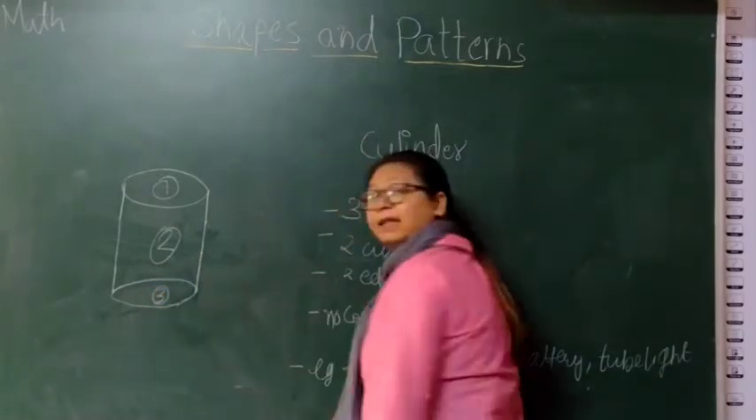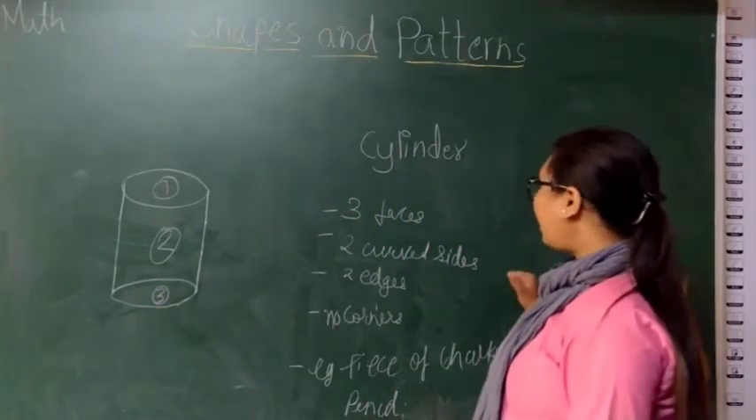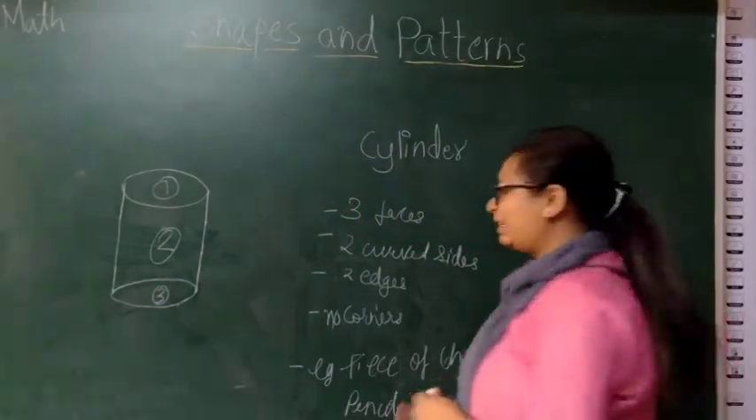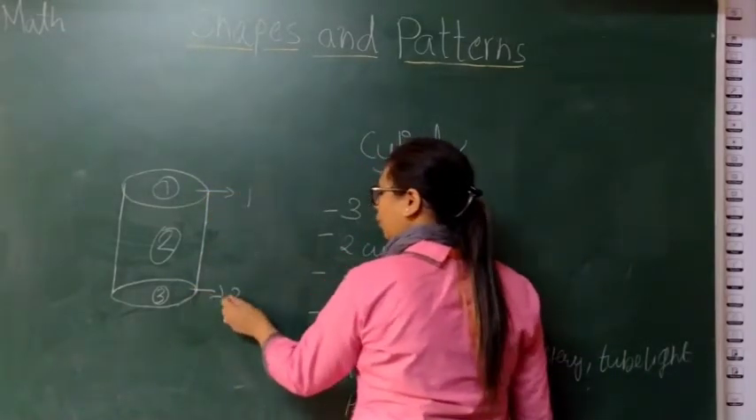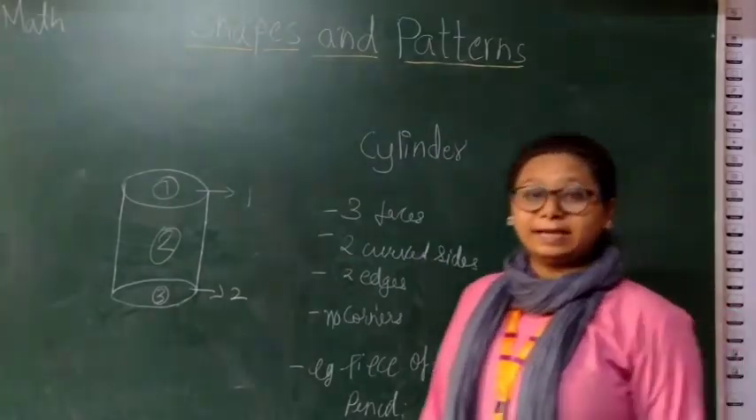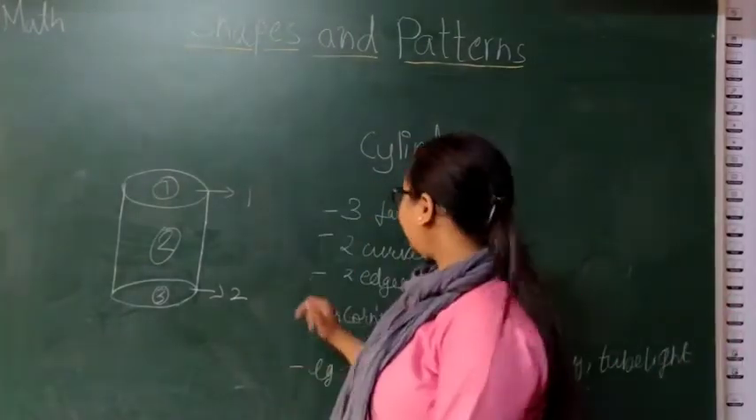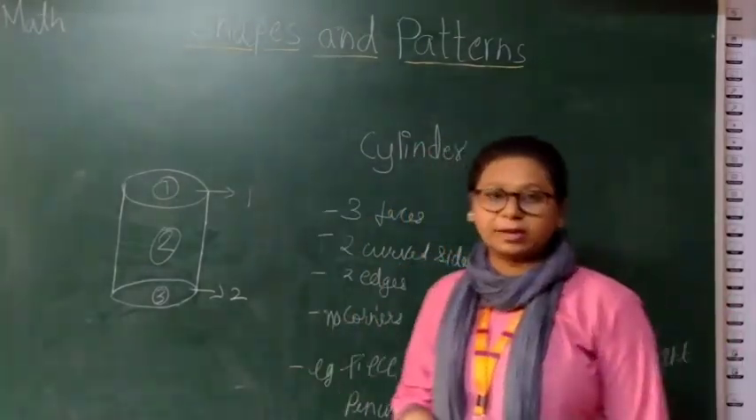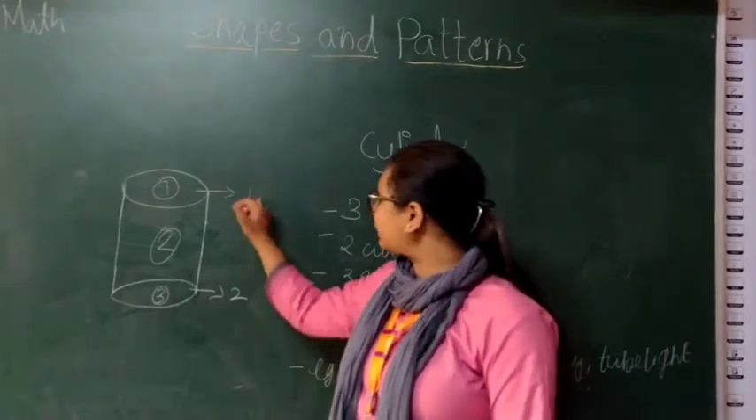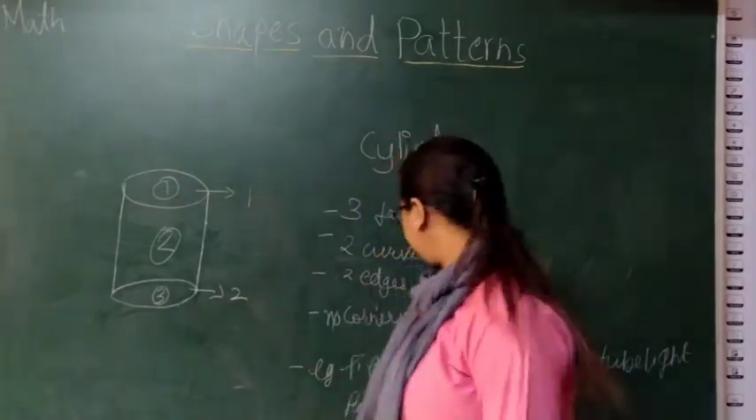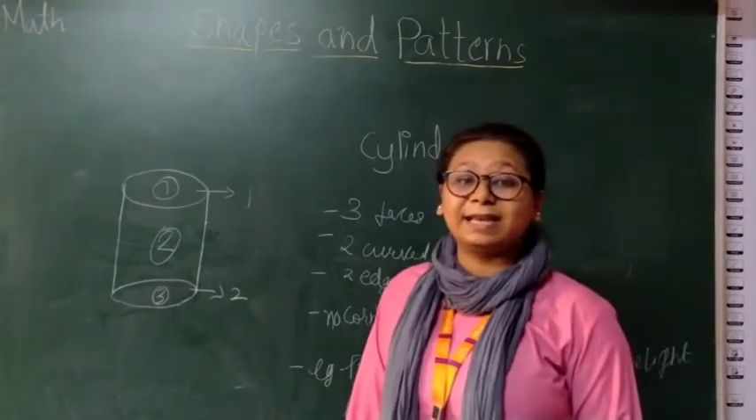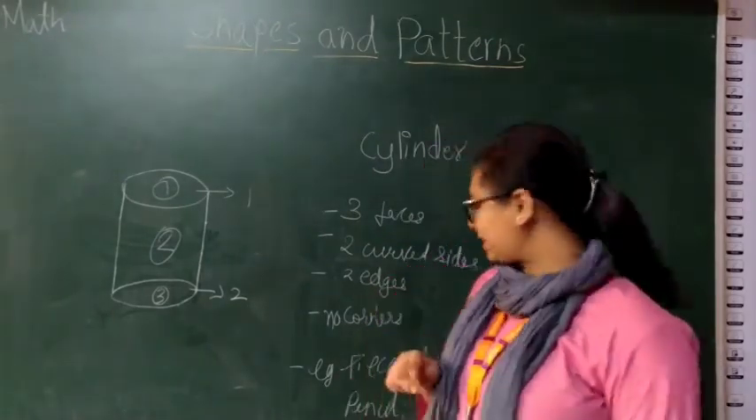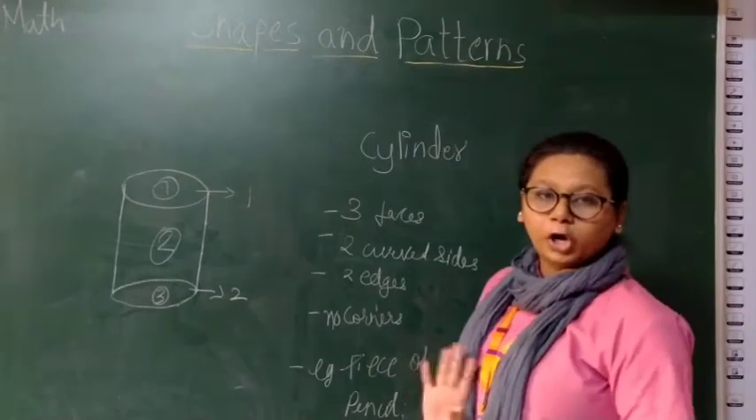It has 3 faces and it has 2 curved sides. This one and this one are curved sides. The cylinder has 3 faces and 2 curved sides. It has 2 edges. How many edges does the cylinder have? 2 edges. It has no corners at all.